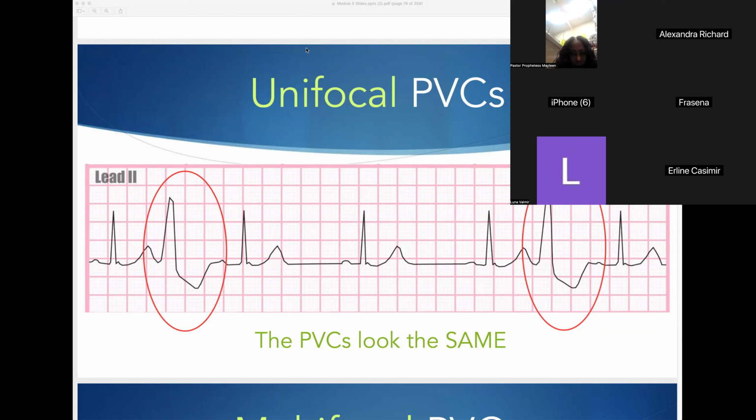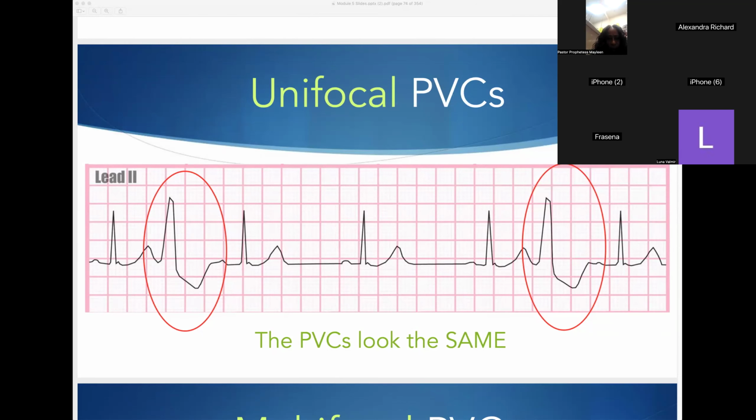Okay. So when the PVCs all look the same, these are called unifocal PVCs because they came from the same irritable foci. Unifocal, they come from the same irritable foci.